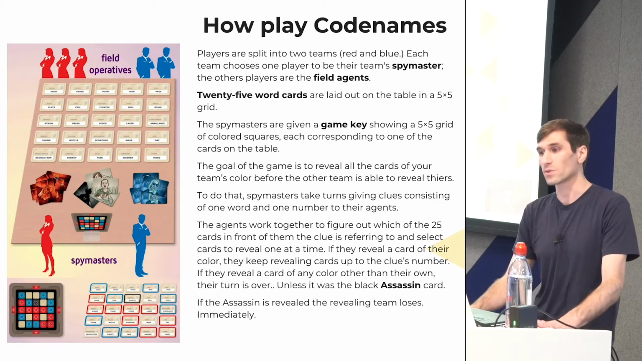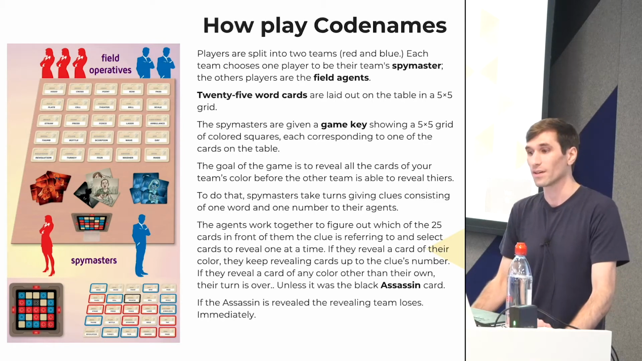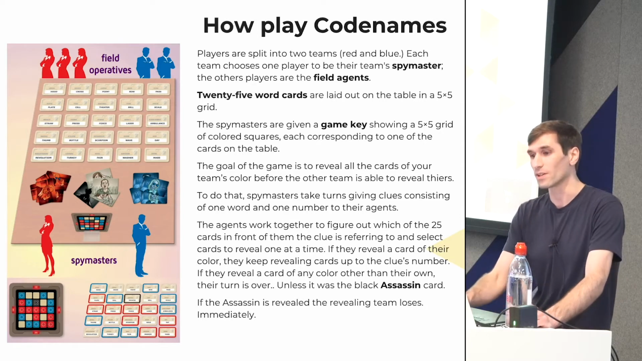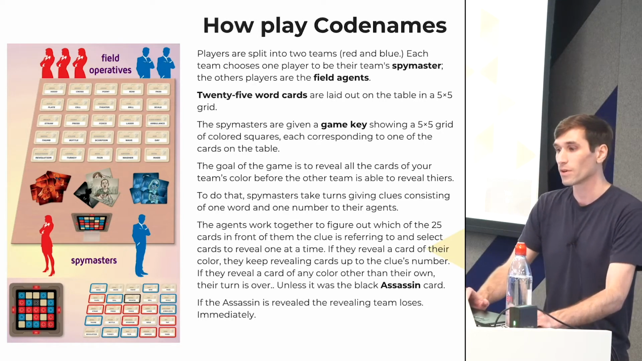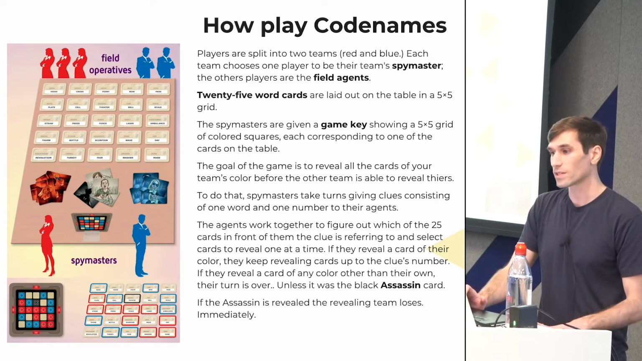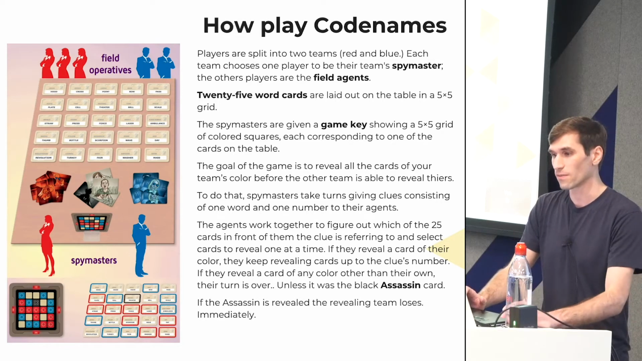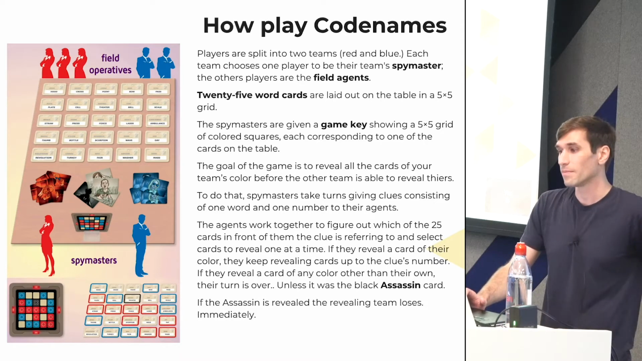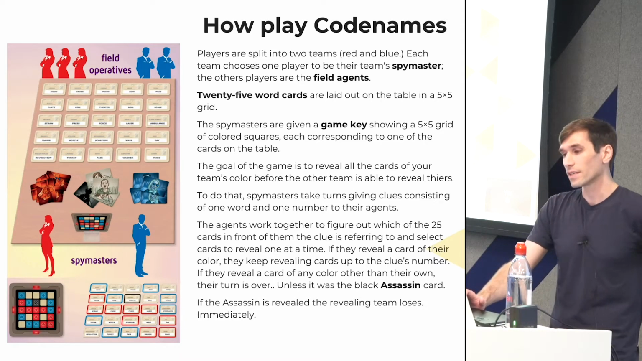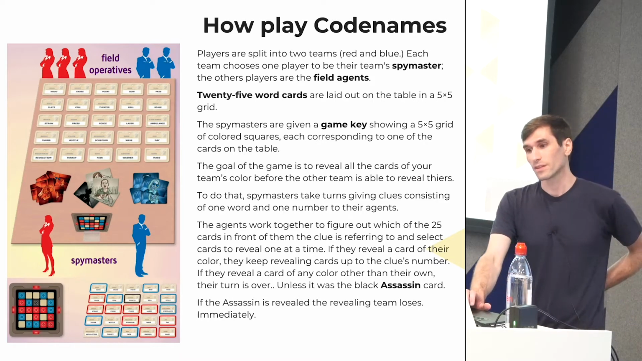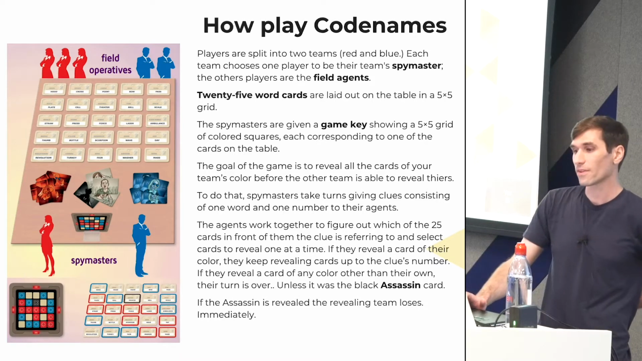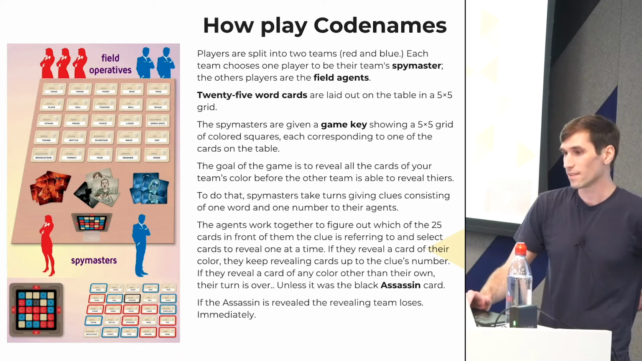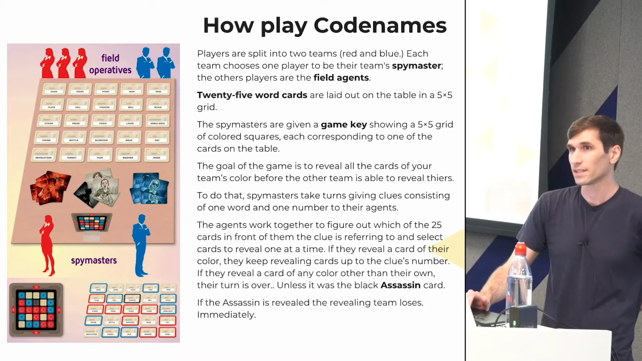The goal of the game is to reveal all of the cards of your team's color before the other team is able to reveal theirs. To do that, spymasters take turns giving clues consisting of just one word and one number to their agents. The agents then work together to figure out which of the 25 cards in front of them the clue is referring to, and select cards to reveal one at a time. If they reveal a card of their color, they keep revealing cards up to the clue's number. If they reveal a card of a color other than their own, their turn's over, unless it's the black card, the assassin, and then that team loses immediately.